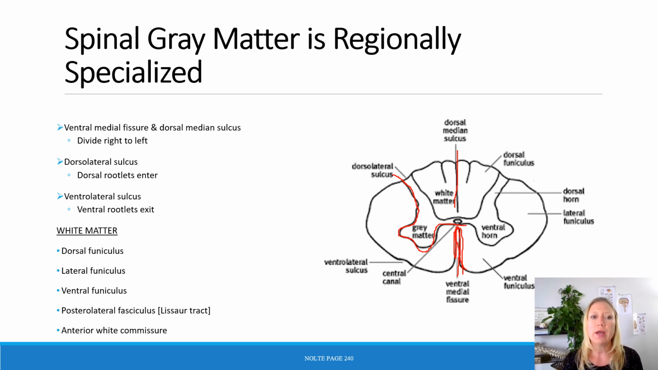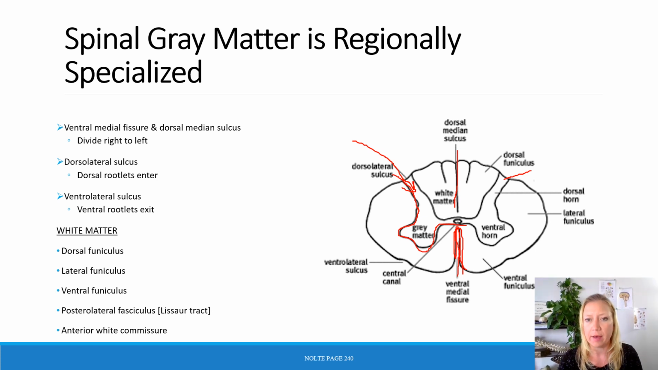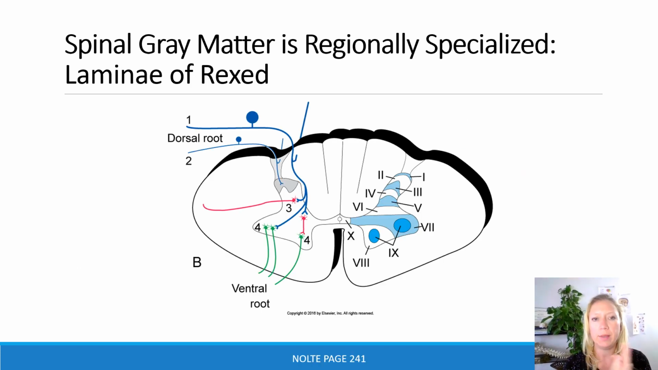Okay. Dorsal lateral sulcus, dorsal root center here. And so dorsal lateral sulcus, so info coming in here. Ventral lateral sulcus, ventral rootlets are going to exit through that area. So we see the white matter, the dorsal funiculus, lateral funiculus, ventral funiculus. We see a posterior lateral or the Lissauer's tract coming in. Okay, so it's going to come in. We'll see a picture of that. And then the anterior white commissure. Okay, so our anterior white commissure. Okay, cross over.